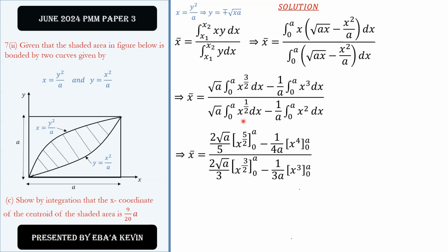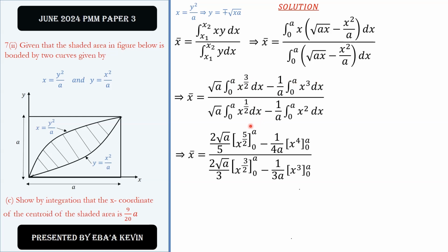Then divided by, similarly here we are going to have 2 times square root of a divided by 3. Why? Because if you integrate x raised to the power a half, we are going to have a half plus 1, which gives us 3 and a half. That gives us x to the power 3 and a half divided by 3 and a half, which is the same thing we did for the numerator part.